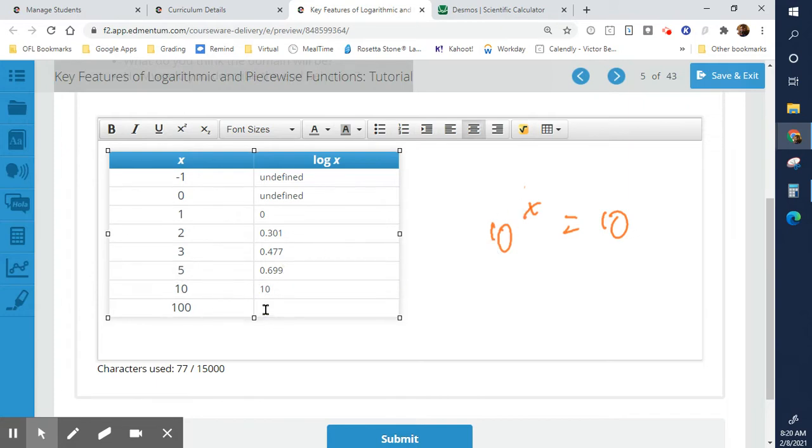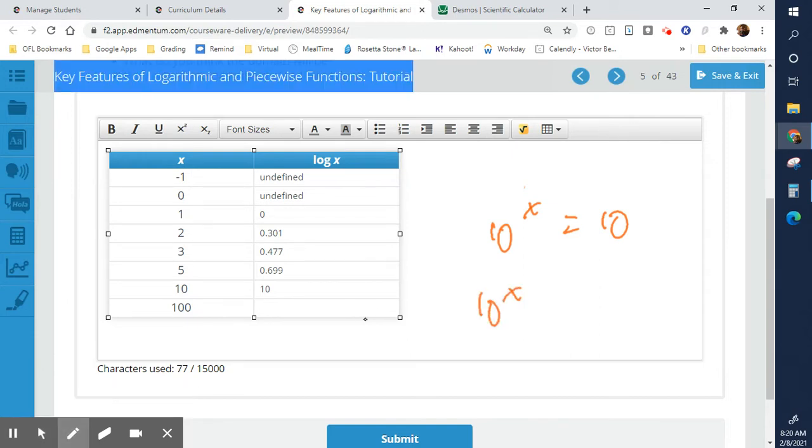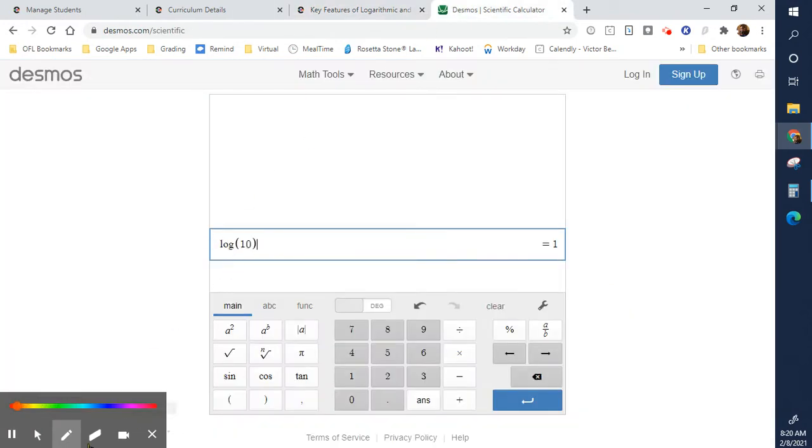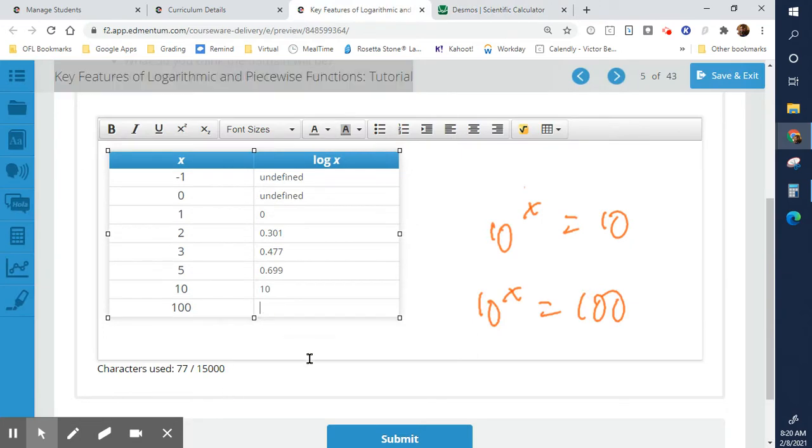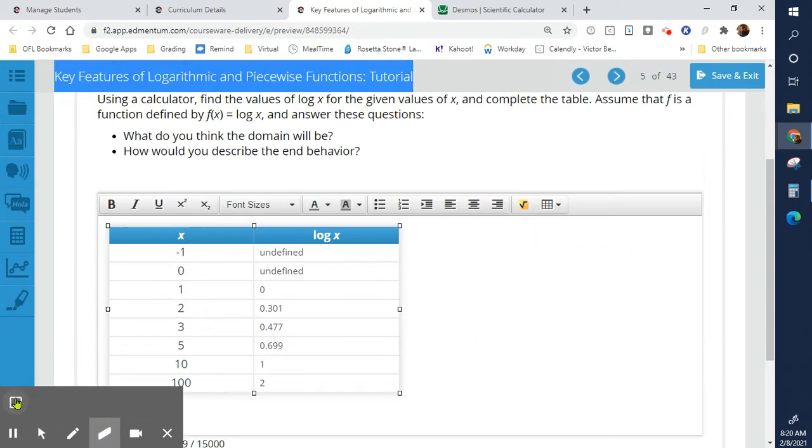This one's simple. Thinking about this again logically, 10 to what power gives us 100? 2. So if I do log of 100, I should get 2. So what's happening here is the x can grow a lot, but the y is going to grow very, very little over time. So let's talk about the other questions it was asking.